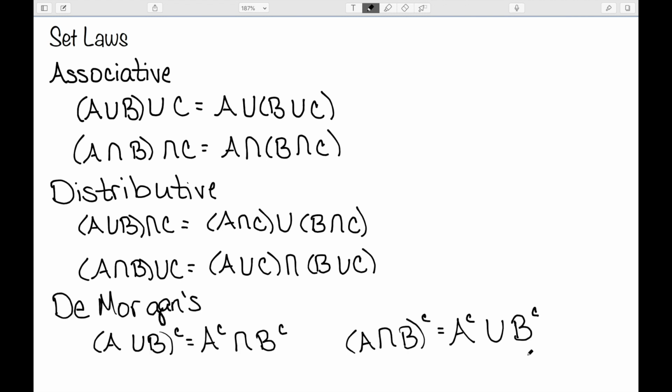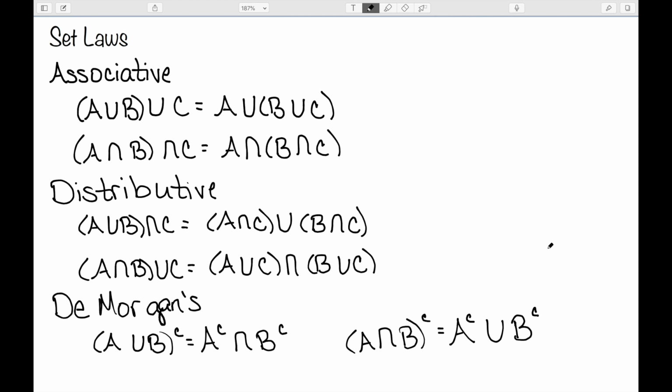Finally, we have De Morgan's laws. The complement of A union B is A complement intersect B complement, or the complement of A intersect B is A complement union B complement. So if I want to distribute the complement, I need to switch intersections to unions and unions to intersections.